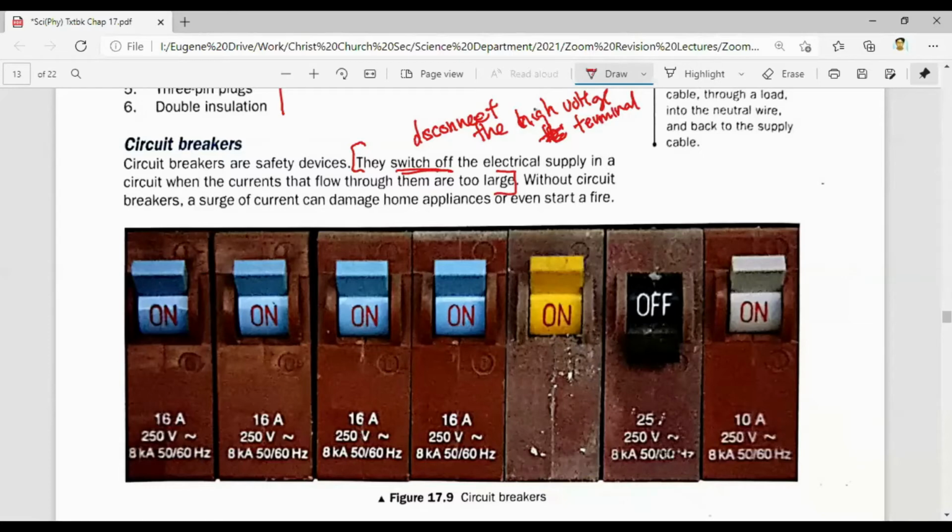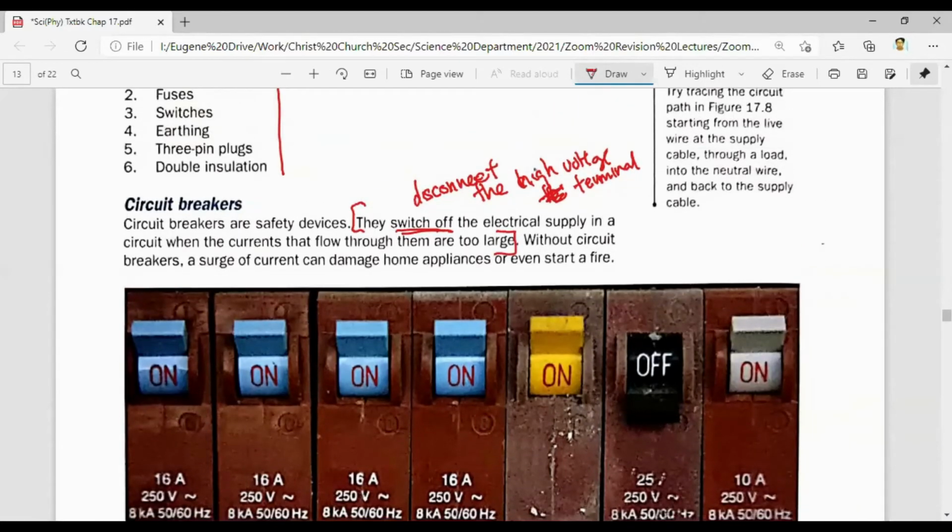Okay, so I say again, circuit breakers are safety features. They switch off the electrical supply. And how do they switch off the electrical supply? They actually disconnect the high voltage terminal.